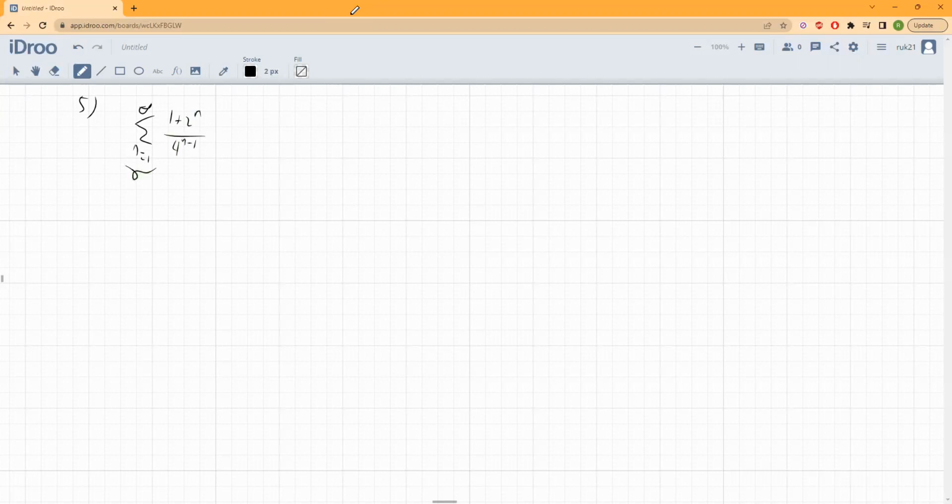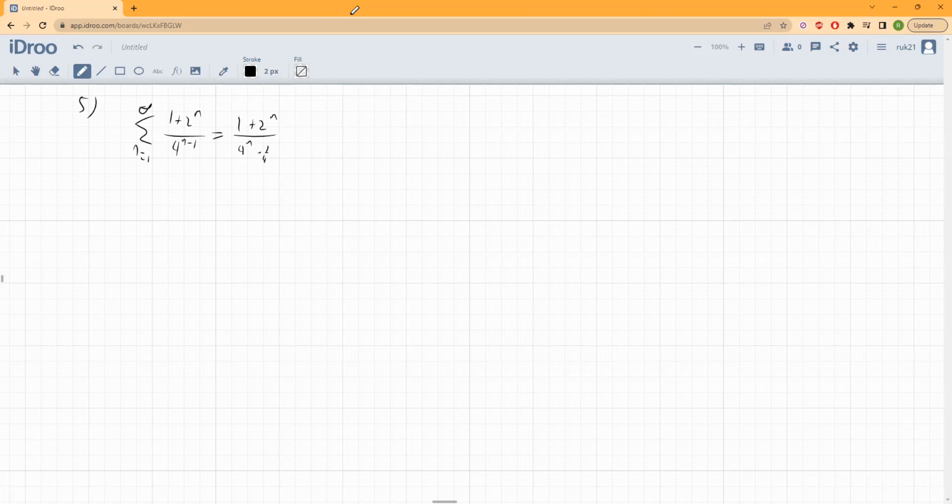I'm too lazy to write this out, but keep this in mind: in the future, I'm not going to rewrite this. In the test, you should. So let's get started. This 4n to the power of negative 1, this negative 1 represents 1/4. So, okay, I'll rewrite it. So (1 plus 2 to the power of n) over 4 to the power of n, times 1/4, because that's 4 to the power of negative 1.